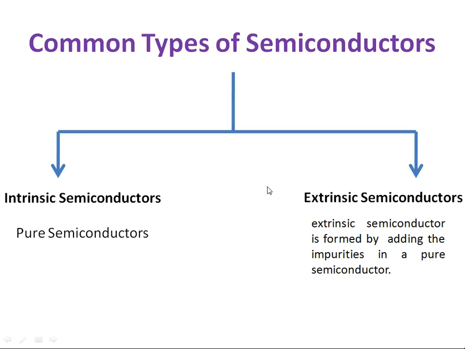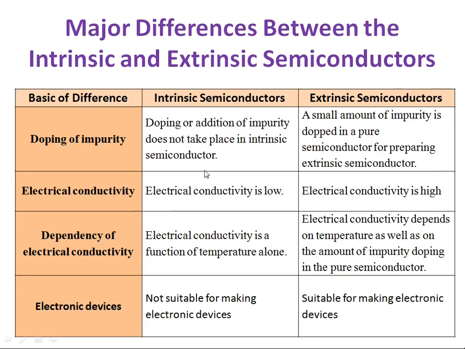You know very well there are two common types of semiconductor. One is an intrinsic semiconductor, the second one is an extrinsic semiconductor. Intrinsic means it is a pure semiconductor, it doesn't contain any impurities. But extrinsic is just the opposite of an intrinsic semiconductor. An extrinsic semiconductor is formed by adding impurities to a pure semiconductor. You take an impurity and add it to the intrinsic semiconductor, and you will obtain the extrinsic semiconductor. That is the major difference between intrinsic and extrinsic semiconductors.